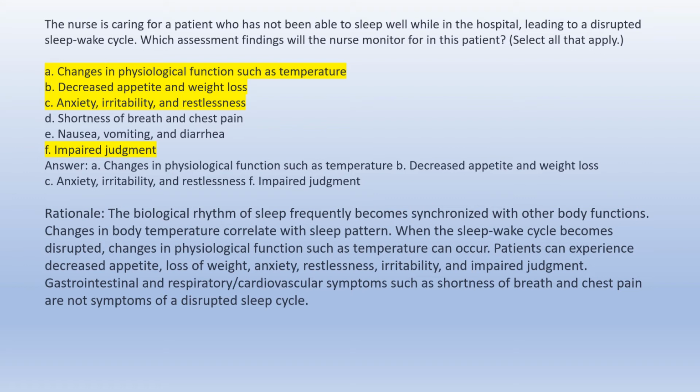Changes in body temperature correlate with sleep pattern. When the sleep-wake cycle becomes disrupted, changes in physiological functions such as temperature can occur. Patients can experience decreased appetite, loss of weight, anxiety, restlessness, irritability, and impaired judgment. Gastrointestinal, respiratory, and cardiovascular symptoms such as shortness of breath and chest pain are not symptoms of a disrupted sleep cycle.